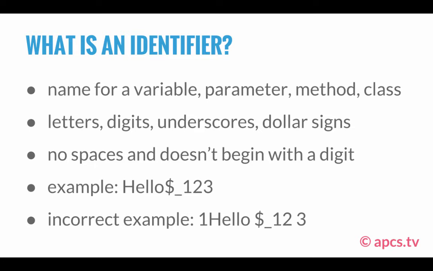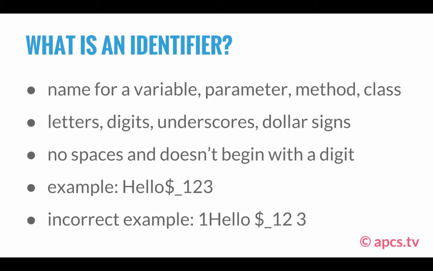So let's look at two different examples to see what's a valid and invalid identifier. So our first example is hello$_123. Now this is completely fine. There's no spaces. It begins with H, which is not a digit, and it's only made up of letters, digits, underscores, and dollar signs.